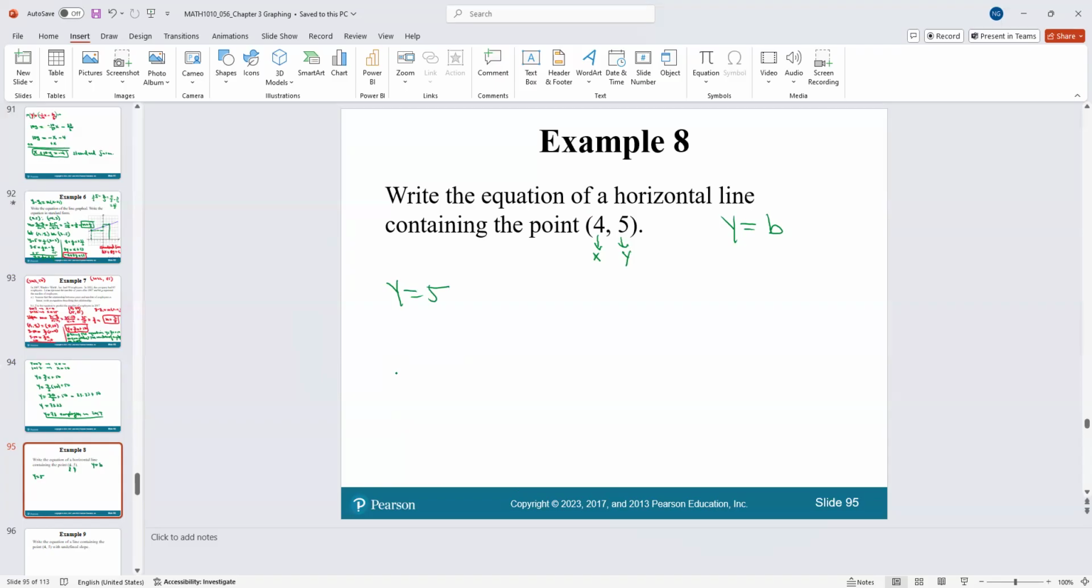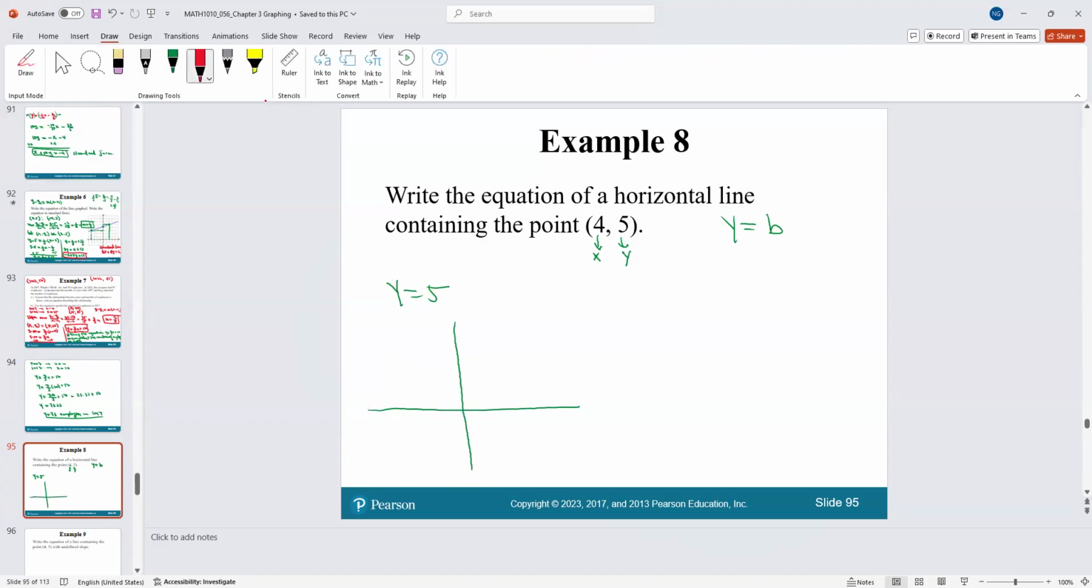When you graph y equals 5, remember, you obtain a horizontal line. Let's mark 1, 2, 3, 4, and 5 on the y-axis. When you graph that, you see it's a horizontal line. A horizontal line has the equation y equals b. That's what you need to remember. So it's y equals 5.